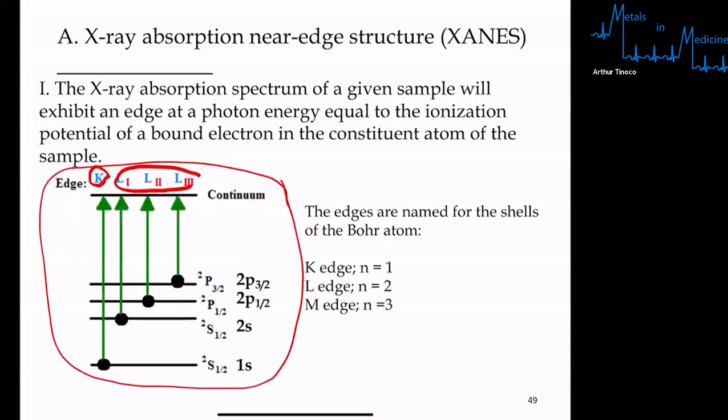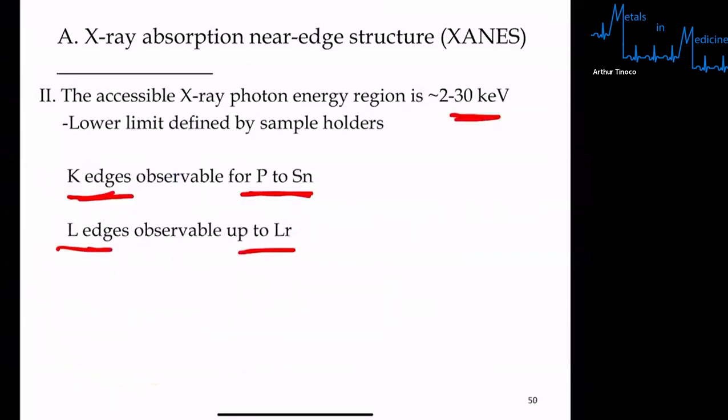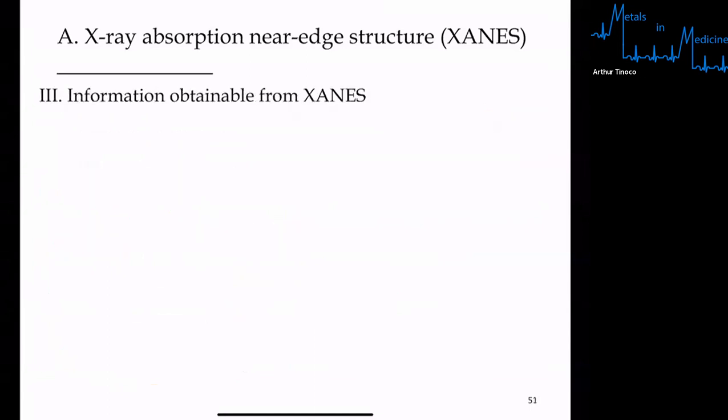So going back, the K edge, those are the excitations from n equals 1, the L edge n equals 2, the M edge n equals 3. So those are the core orbitals from which you are actually exciting from.